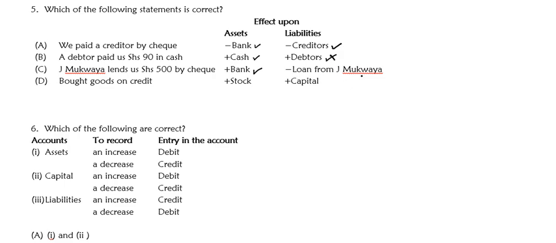Reduce loan from Game Choir. This is wrong. The loan from Game Choir, the loan account increases, it does not reduce. Bought goods on credit. Yes, stock will increase, but when you buy goods on credit, it's a liability that is going to increase, not capital. So this is wrong. So objective 5 or MCQ 5, the answer is A.